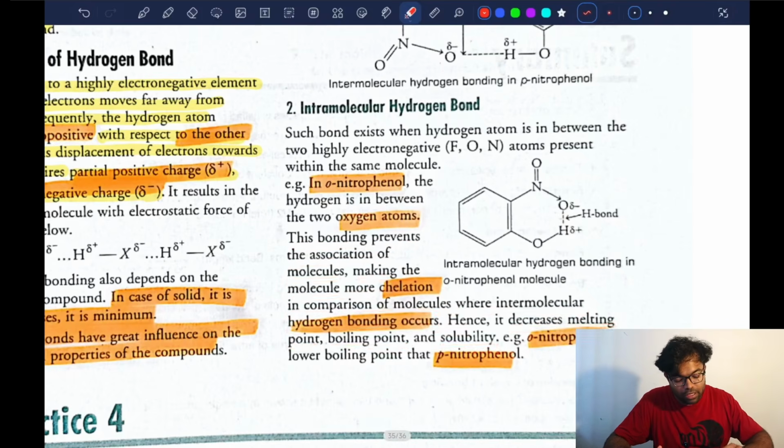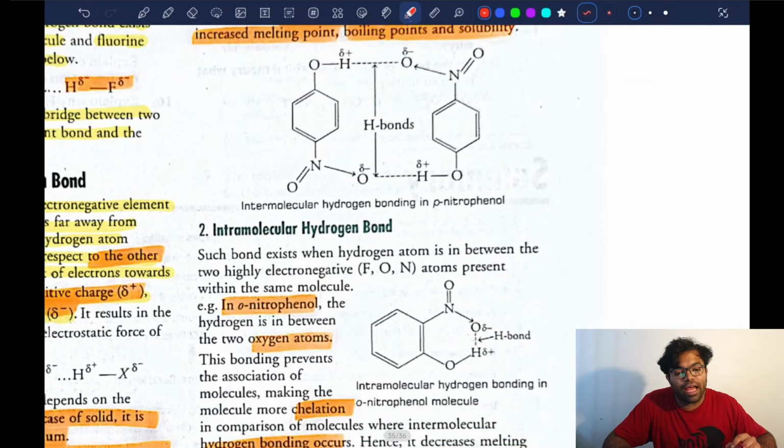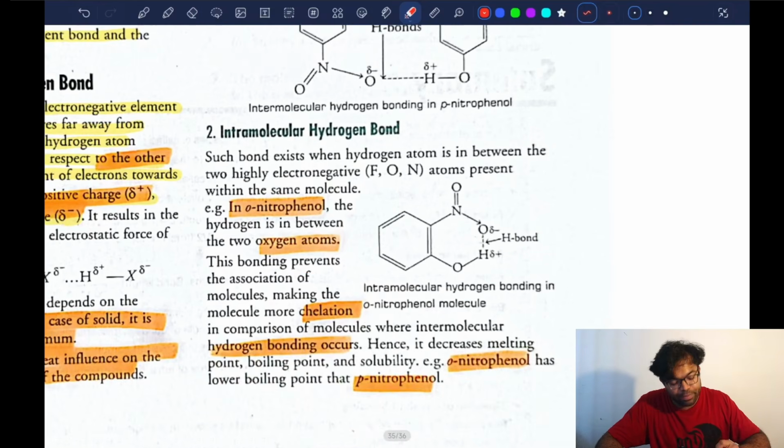So, Drupad, both these ortho and para nitrophenols are isomers. They are chelating molecules. Now, chelating is a term that you're going to learn more about in organic chemistry. Now, what happens here? The para-nitrophenol is able to form hydrogen bonds with the nearby molecule, whereas in ortho-nitrophenol, this hydrogen atom is forming a bond with the oxygen atom of its own molecule.